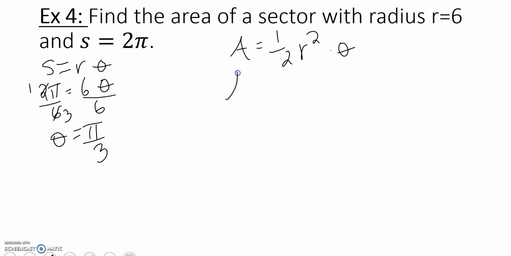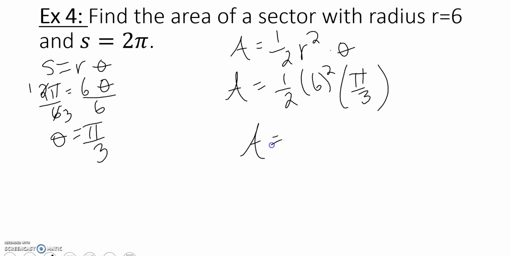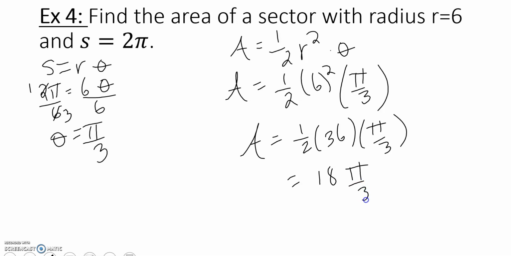So now we can use this area formula to find the area. So area is 1/2 of 6 squared times pi over 3. If you multiply that out, you get area is equal to 1/2 of 36 times pi over 3. 1/2 of 36 is 18 times pi over 3. And then 3 goes into 3 once and it goes into 18 6 times. And so you end up getting the area equal to 6 pi, alrighty?